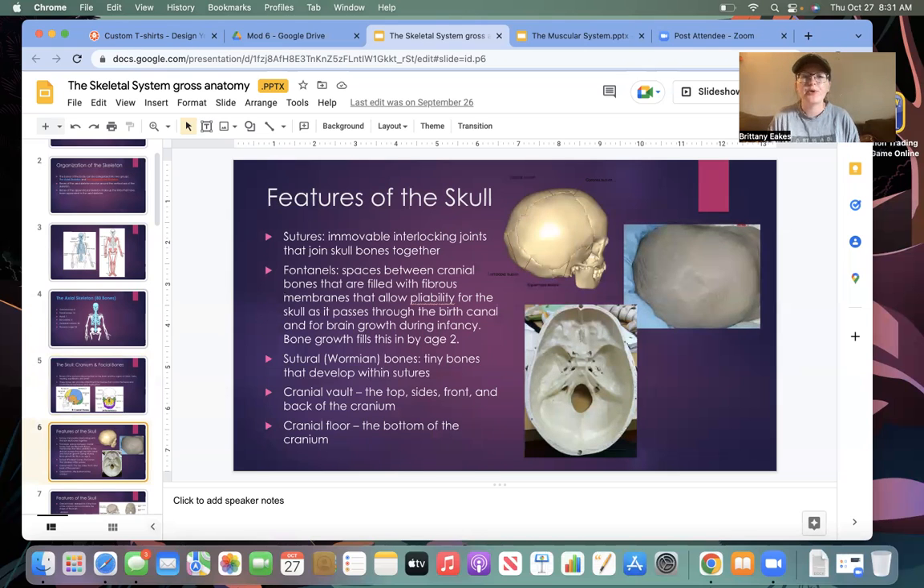Sutures are immovable interlocking joints that join the skull bones together. In restorative art, you learn about the different sutures like the lambdoidal suture. Fontanelles are spaces between cranial bones that are filled with fibrous membranes that allow pliability for the skull as it passes through the birth canal.